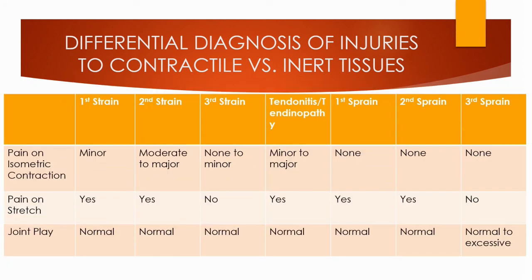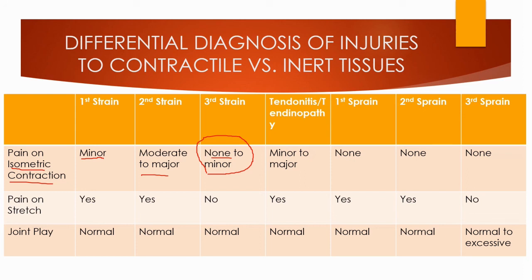Now, one of the physical examination procedures that distinguishes very well between injury to the contractile tissues versus injury to the non-contractile tissues has to do with manual muscle testing or isometric contraction testing. With isometric contraction testing, because we are loading the contractile unit, we're going to see pain. The pain will be minor in the case of a first degree strain, but will become moderate to major with the second degree strain, and then with the third degree strain, because the third degree involves a rupture of the contractile unit, we're going to see generally no pain.